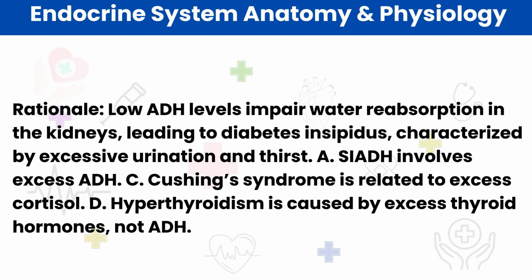excessive urination and thirst. A. SIADH involves excess ADH. C. Cushing syndrome is related to excess cortisol. D. Hyperthyroidism is caused by excess thyroid hormones, not ADH.